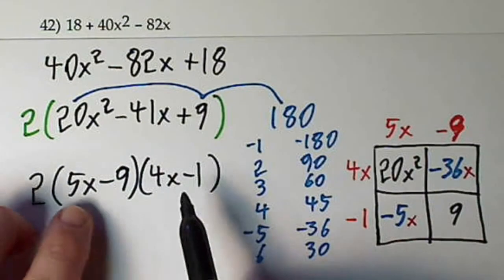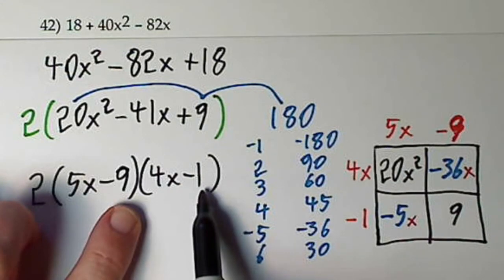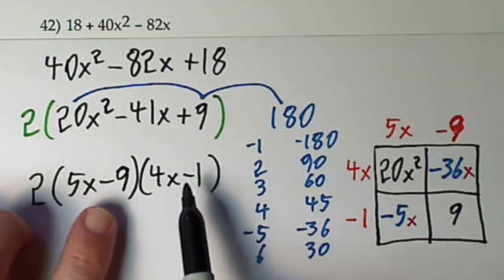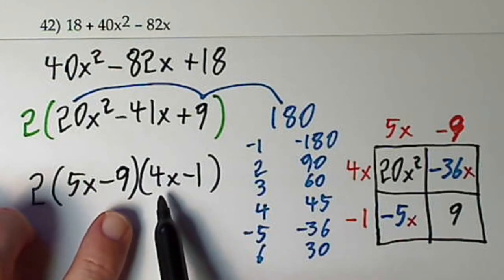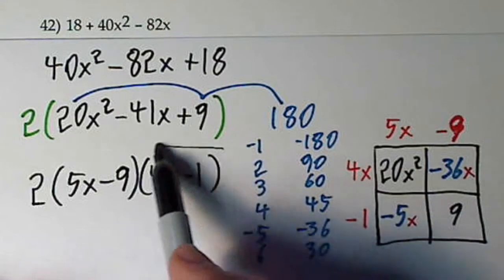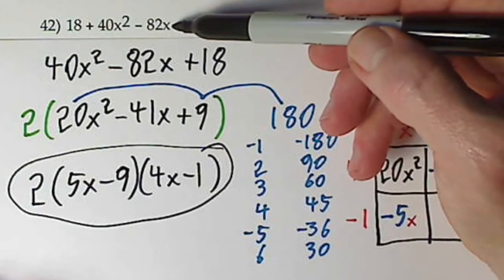Okay? Now let's just check this real quick. That would give us a positive 20x squared. That would give us a positive 9. And negative 5x, negative 36x would combine to give us a negative 41x. Okay? So this is the factored form of the original polynomial.